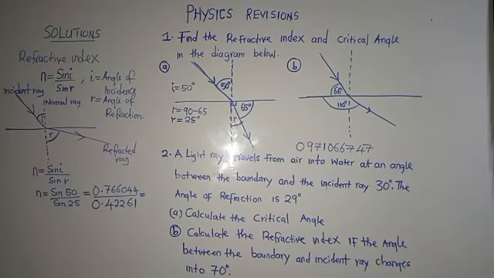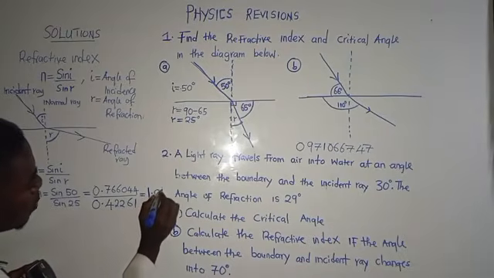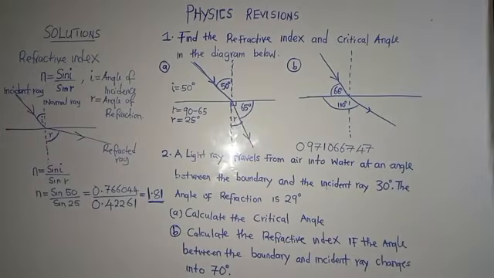So when we divide 0.76604 by 0.42261, the answer that I'm going to get will be 1.81. This is the answer. So that is the what? That is the refractive index.